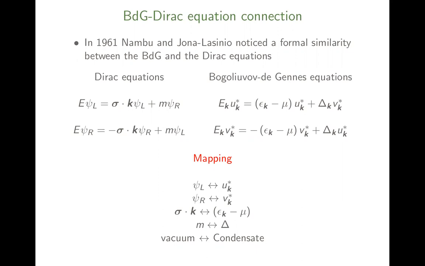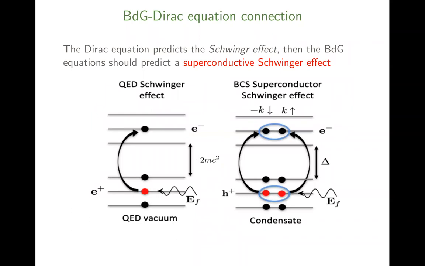Okay. So our intuition was that if the Dirac equation predicts the Schwinger effect, then the Bogoliubov-de Gennes equations should predict a superconducting Schwinger effect. So there should be some analogue of what you find in QED, but driven not by exciting couples of electron and positron, but by exciting couples of quasiparticles, in some way that I hope to make precise in what follows.